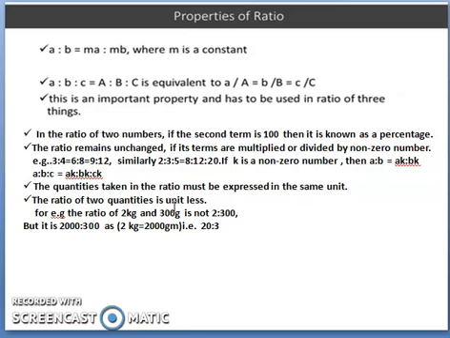The ratio of two quantities is unitless. For example, the ratio of 2 kg and 300 gram is not equal to 2:300. Why? Because 2 kg and gram are different units. So 2 kg is 2000 gram if you convert. First of all we have to bring both to the same unit, and then we take the ratio, that is 2000:300, as 2 kg equals 2000 gram, which equals 20:3.